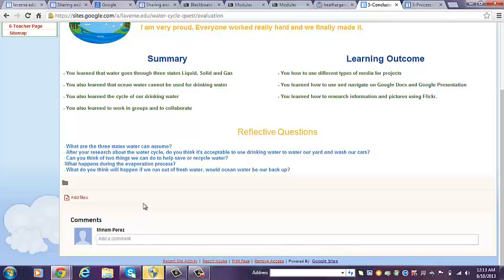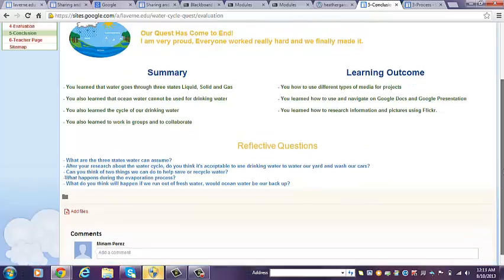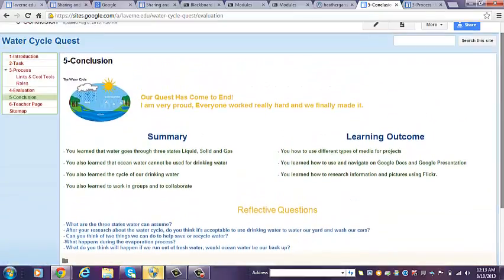Number 4, what happens during the evaporation process? Number 5, what do you think will happen if we run out of fresh water? Would ocean water be our backup? And those are some questions that I came up with that students can reflect on after completing the webquest.